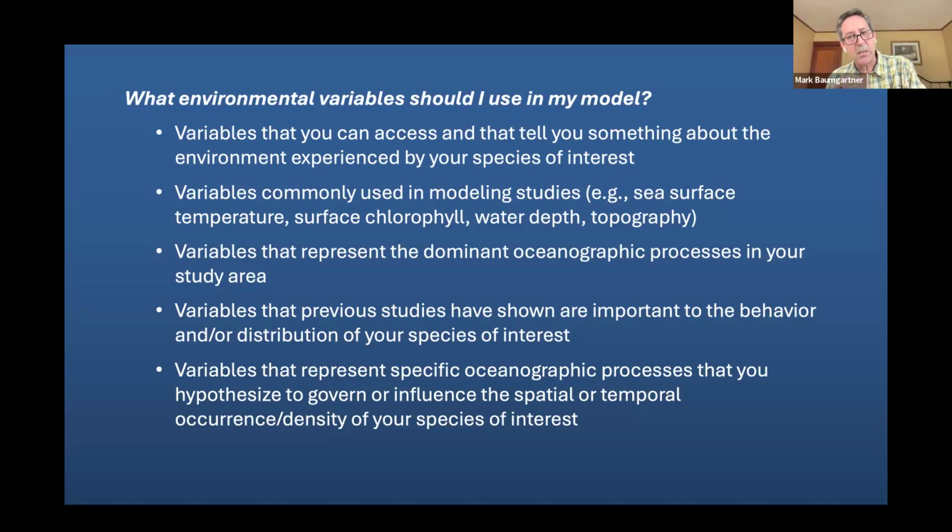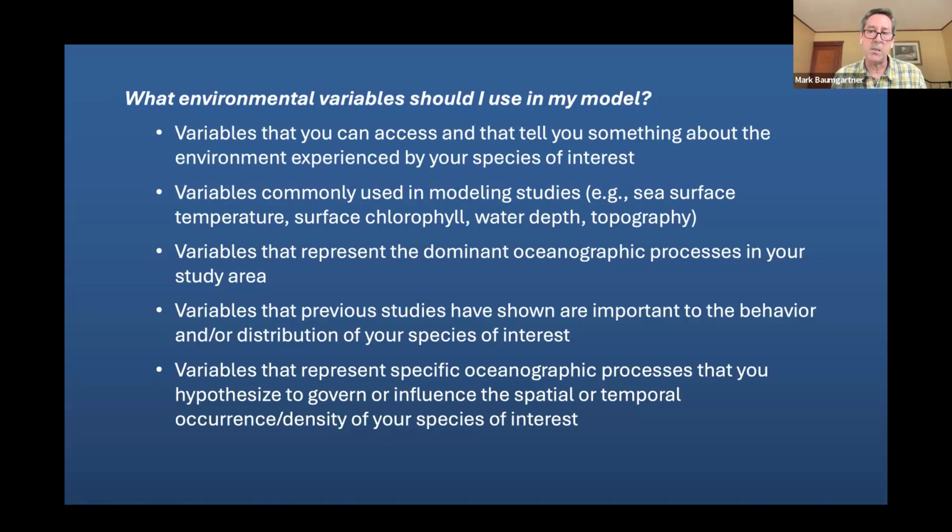If the species that you're looking at has a lot of information about it, even though it might not be about that species' spatial distribution, but it might be something that affects their behavior or their temporal occurrence, then you might go and grab those kinds of variables and put them into your model to see if they affect the spatial distribution of your species.